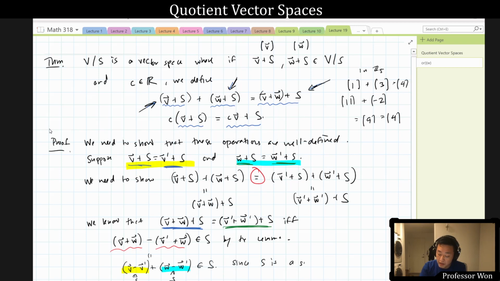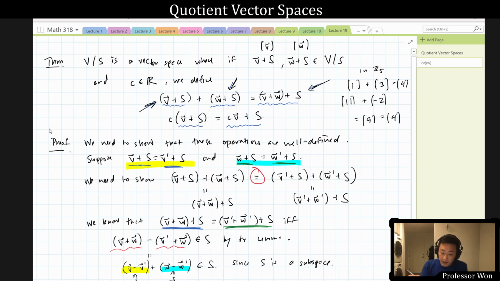Right, this shows that the definition only works because S is a subspace. If you take something that's not a subspace, like a plane that's not through the origin, you won't be able to do this process. You won't be able to add planes. Okay?